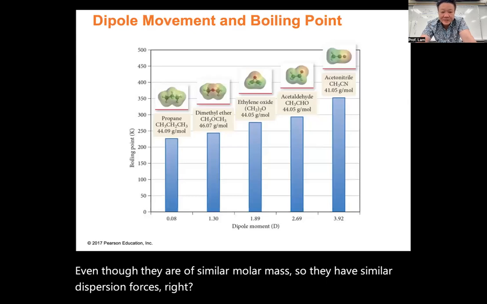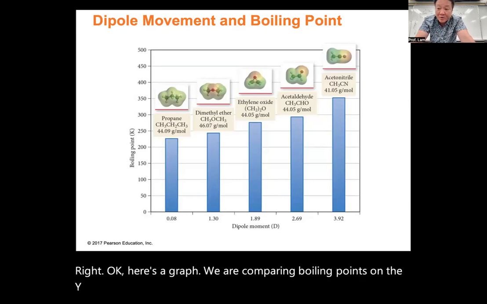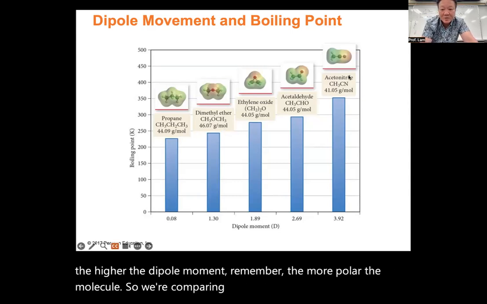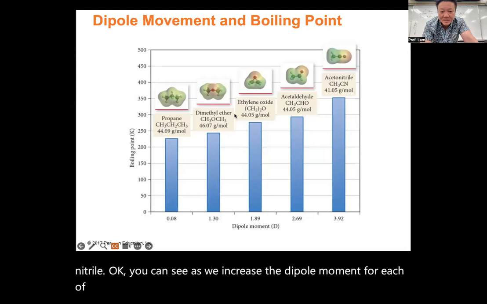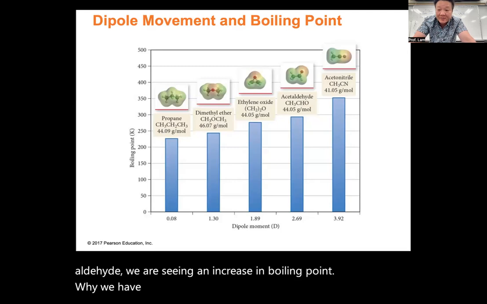Okay, here's a graph. We're comparing boiling points on the y-axis to the dipole moment, right? How polar molecules are. So the higher the dipole moment, remember, the more polar the molecule. So we're comparing from propane all the way to acetonitrile. You can see as we increase the dipole moment for each of these molecules, dimethyl ether, ethylene oxide, acetaldehyde, we are seeing an increase in boiling point. Why? Well, we have a stronger IMF, right?